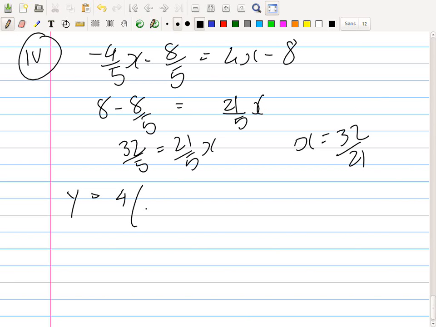So 4x minus 8, what's that going to be? 4 times 32, 128 minus 8... 48 over 21 or something? Wait, can I ask you something, Steve? Wait, is it 48 over 21 or not? Negative 40. Negative 48. Negative 40 over 21. Okay.